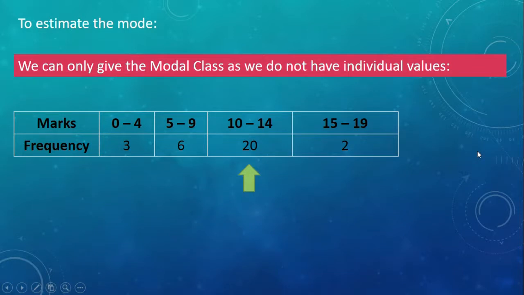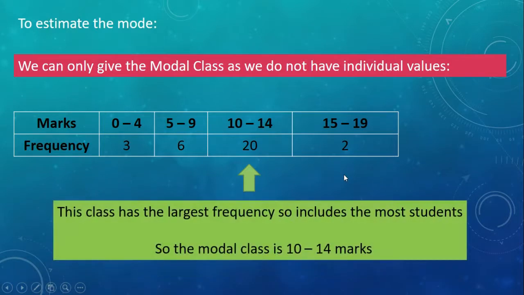To estimate the mode, we can only give the modal class because we don't have individual values. We don't have how many marks each individual student got. So all we do for the modal class is take the most; the mode is the highest frequency. So in this example here, 20 is the highest frequency, so our modal class will be 10 to 14 marks.